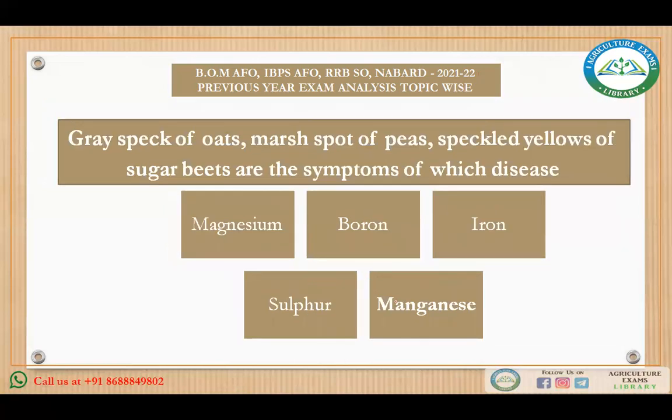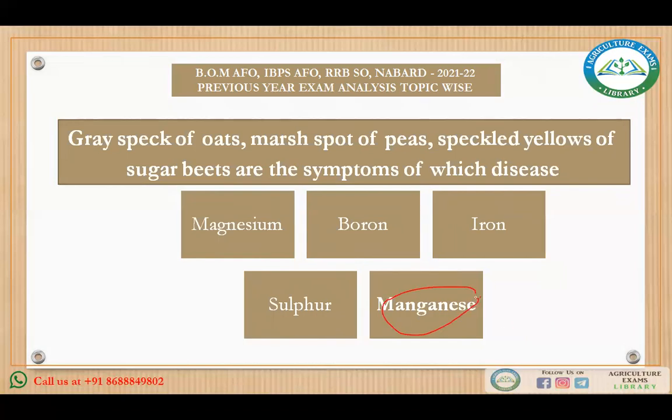Now next: gray specks of oats, marsh spots of peas, and speckled yellowish of sugar beets are the symptoms of which deficiency? The options are magnesium, boron, iron, sulfur, and manganese. These gray specks of oats, marsh spots of peas, and speckled yellow of sugar beets are caused due to the deficiency of manganese.